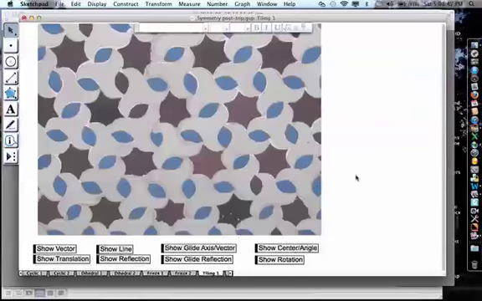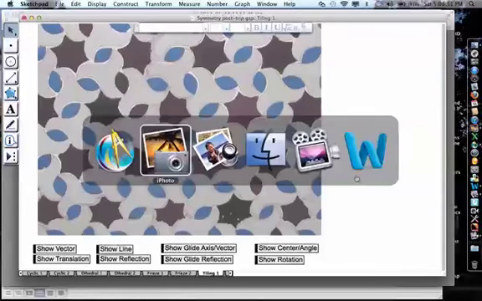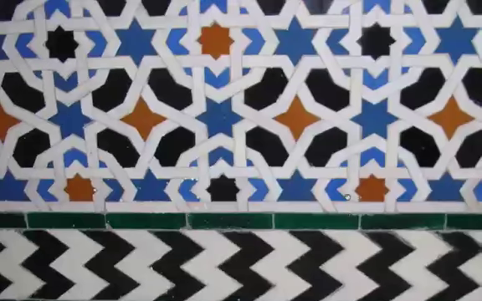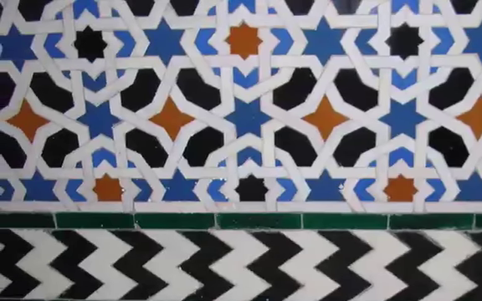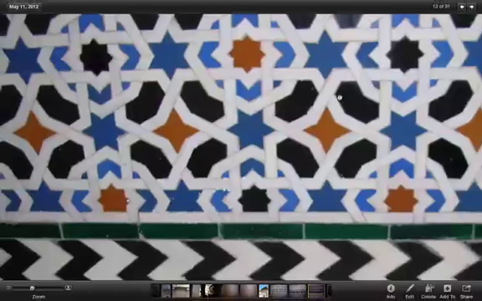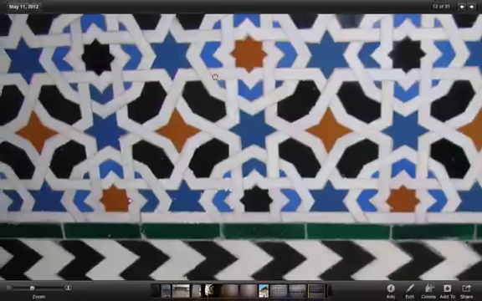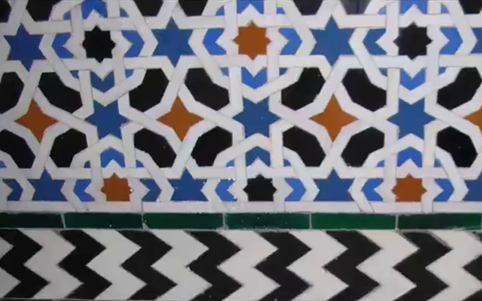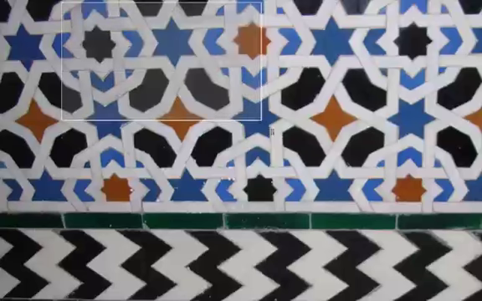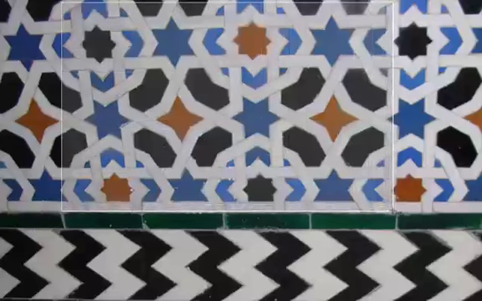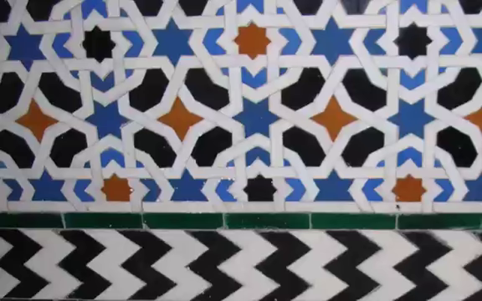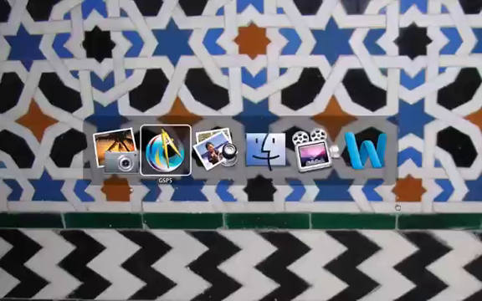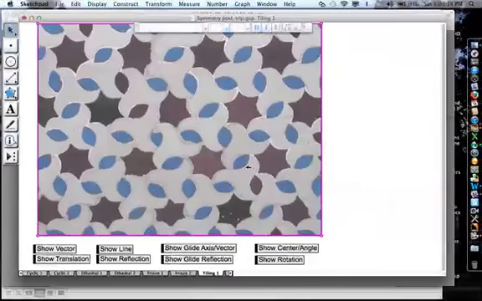Tiling. So let me go back to iPhoto and find a tiling. Well, there's pretty good tiling on this page. This is pretty fancy tiling. Let me see if I can analyze this. Command-Shift-4, Control, take the picture, go back to Sketchpad, paste it in here.